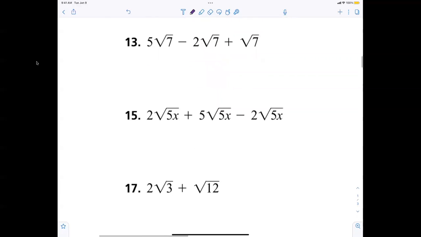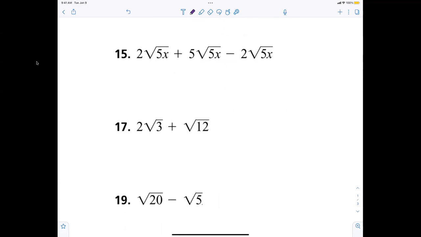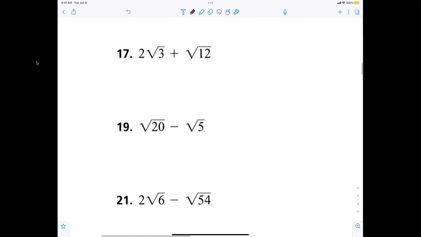Number 13, 4 radical 7. Anybody have a problem? I told you, very easy. Number 15. Five radical 5x. Okay, number 17 for all you thinkers. That would be for the weak, not for the strong.